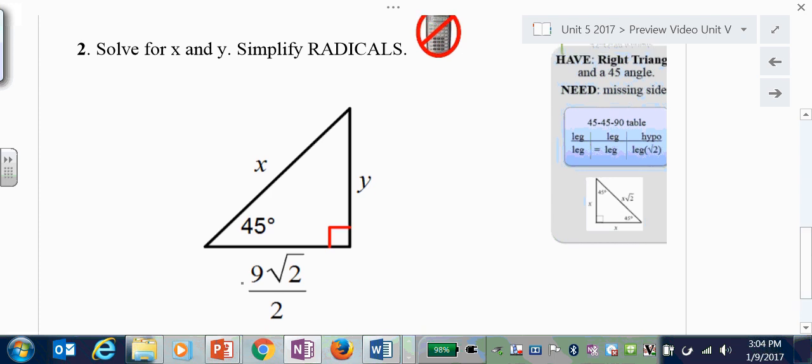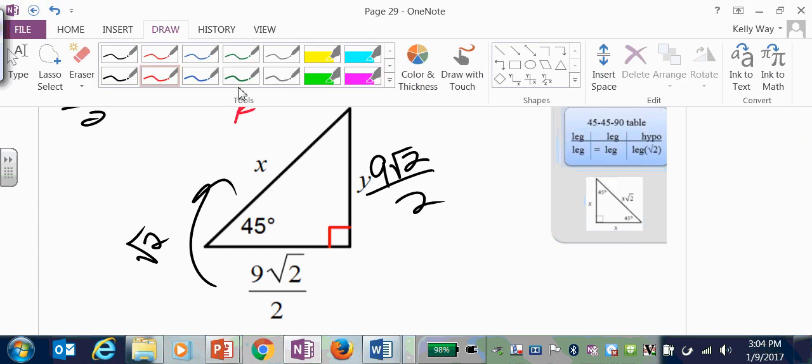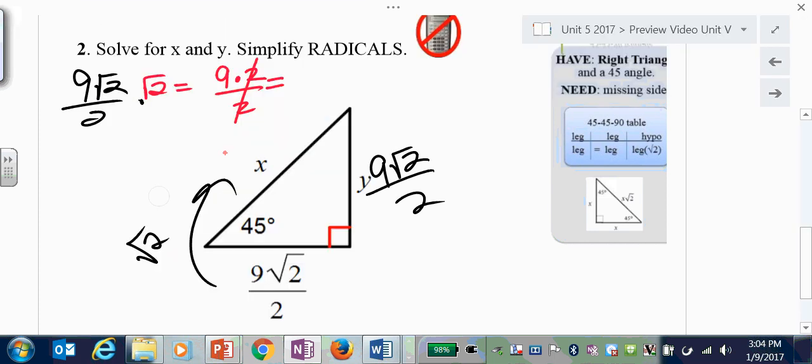This one, this is leg root 2. So you should have 9 root 2 over 2 here. Then this is times root 2. So I'm going to show it in the margin. 9 root 2 over 2 times another root 2. That's going to be 9 times 2 over 2. The 2's cancel. So this x right here should just be 9.